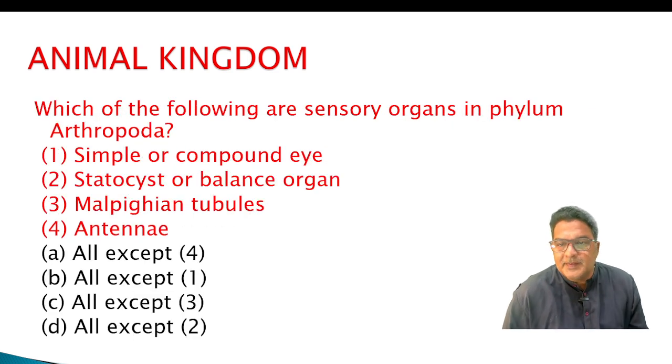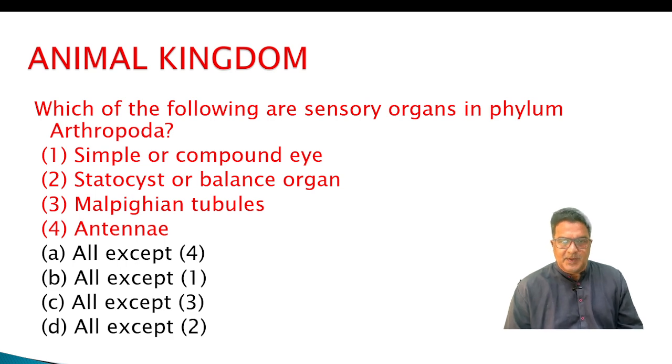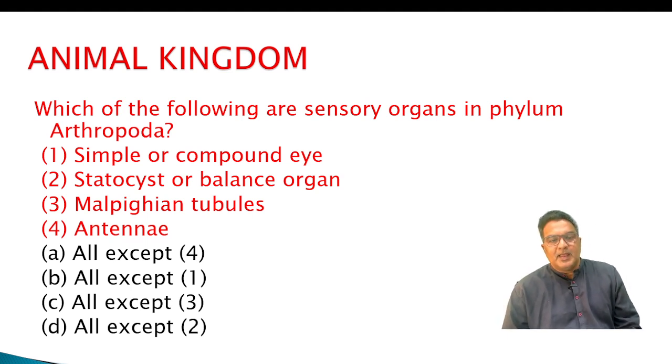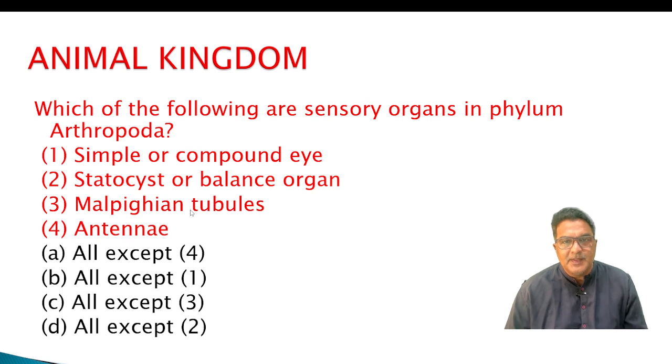Which of the following are sensory organs in phylum Arthropoda? Simple or compound eye, statocyst or balancing organ, and Malpighian tubule, antennae. Malpighian tubule is an excretory organ, isn't it? So, all except 3.